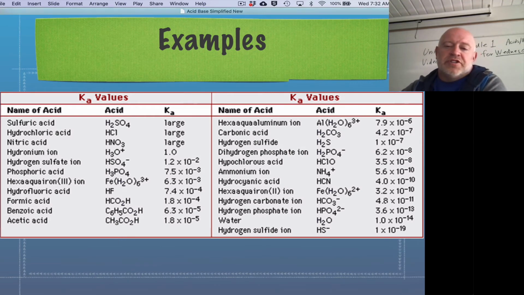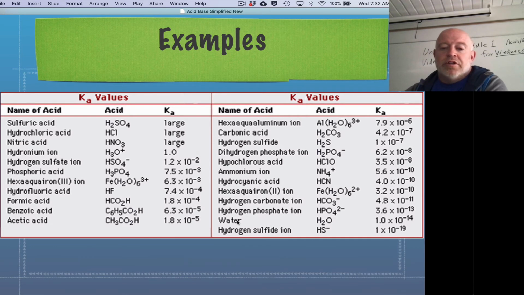So here's a table for us to take a look at. This one happens to just be a Ka table, but we can look and say, oh yeah, sulfuric acid, large Ka. Formic acid, okay, it has a Ka of 1.8 times 10 to the negative 4. So it's considered a weak acid, okay? It's less than 1. It's going to only partially ionize in solution, okay?